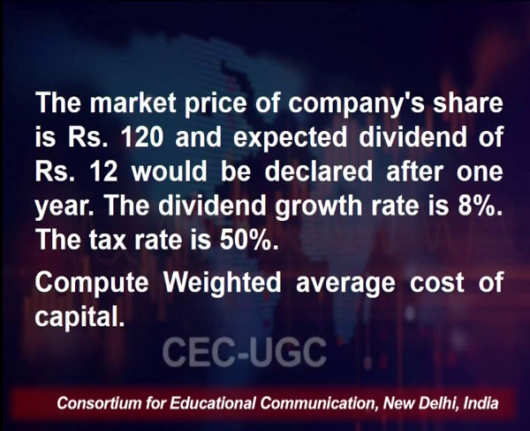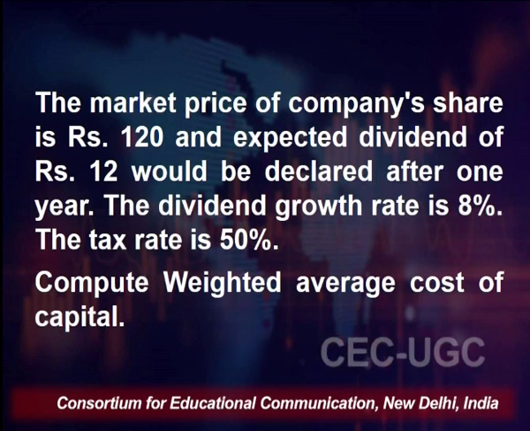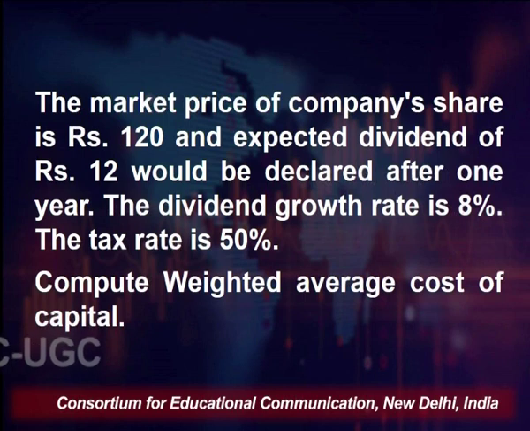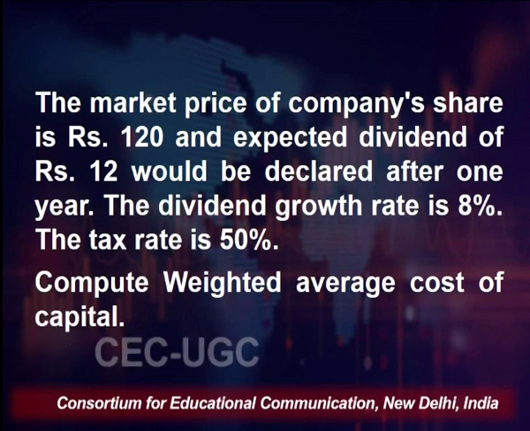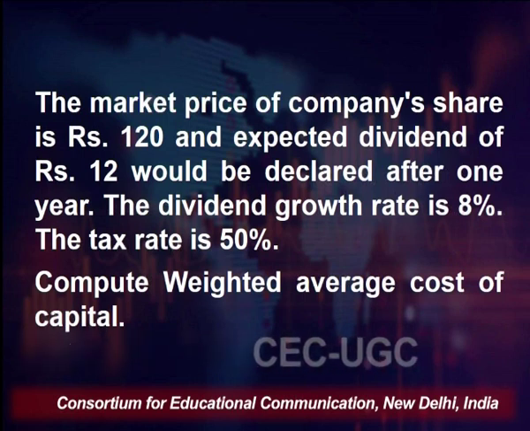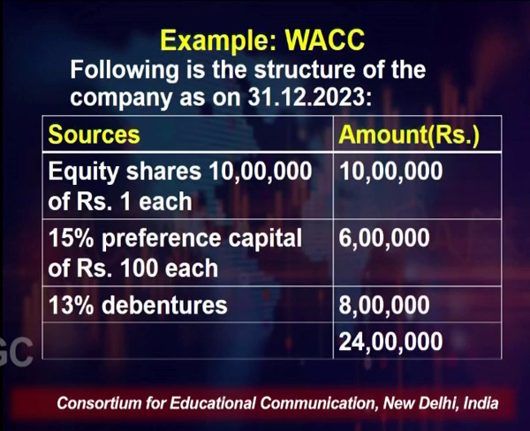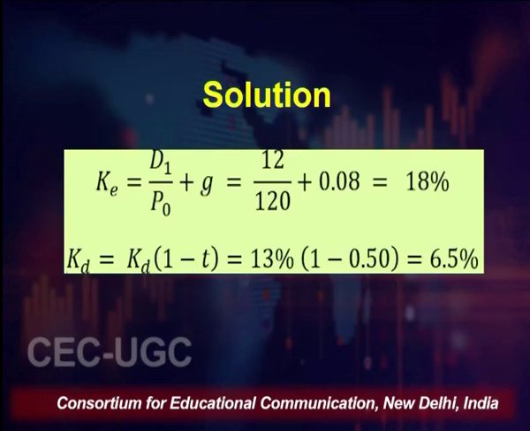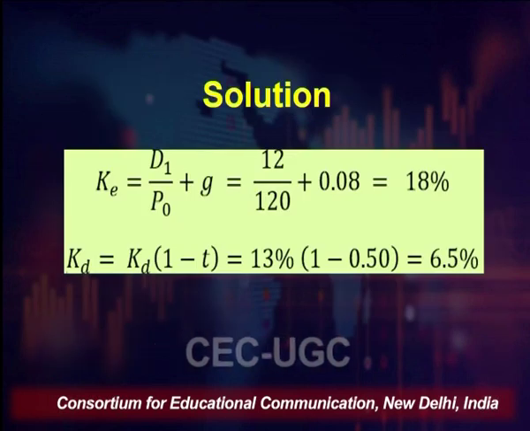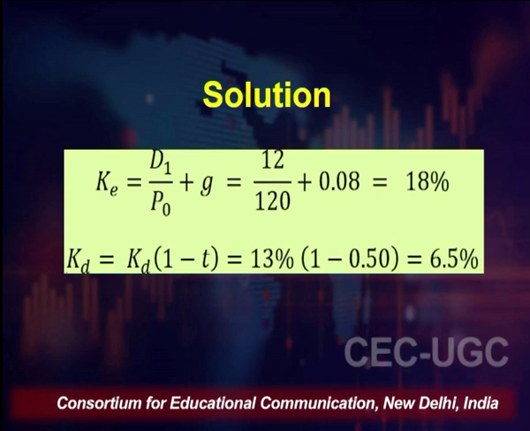So, we can quickly jump to the formula, that is, weights multiplied by the individual or specific cost of capital. But before that, we need to have the specific cost of capital as well. In the case of equity share, we do not have a specific cost of capital given, so we need to calculate this. How will we calculate it? We will place the values in our formulas.